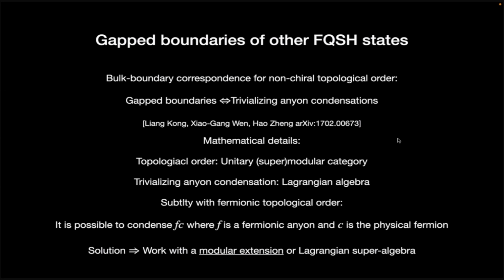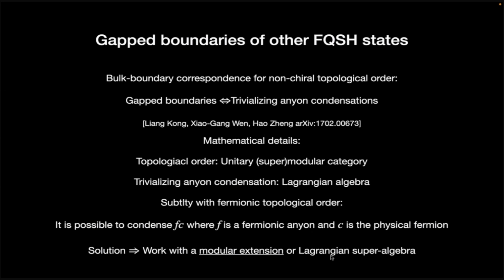That is, it is actually possible to condense objects like Fc, where F is a fermionic anyon and c is a physical fermion. This composite particle is still bosonic, but the anyon part, F, is a fermion. So this is beyond the description of Lagrangian algebra, because Lagrangian algebra only describes the condensation of bosonic anyons. But for fermionic topological order, it is possible to condense fermionic anyons. So there are two common solutions. We can either work with a modular extension, or we can work with Lagrangian superalgebra.